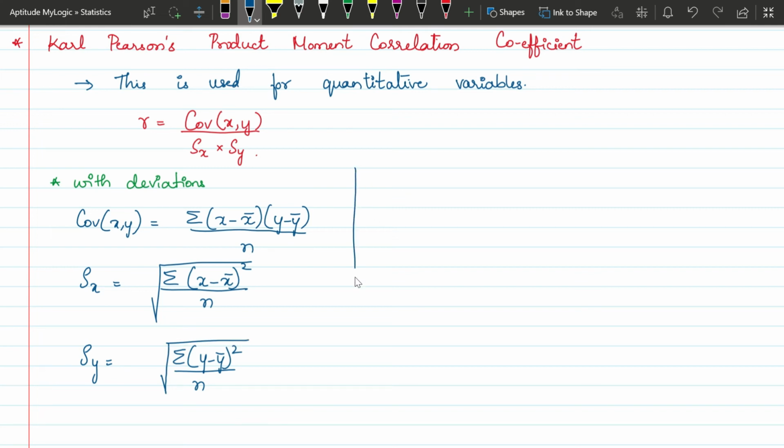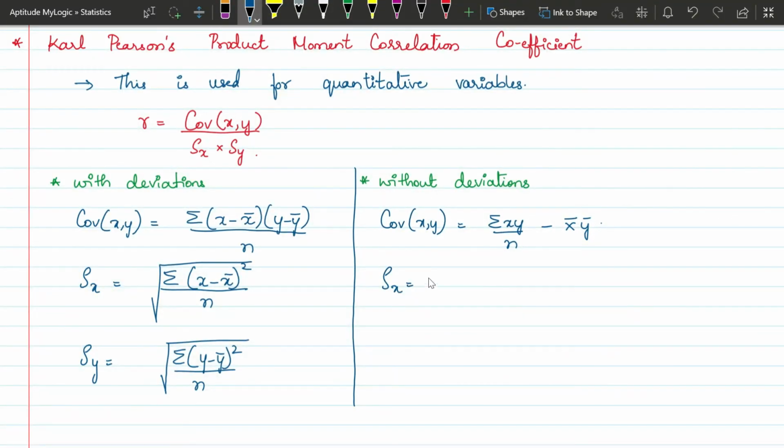This is with deviations. If you are not using deviations, then covariance of x comma y is sum of xy divided by n minus mean of x into mean of y. This is the formula for covariance of x comma y. Standard deviation of x is the root of sum of x squared by n minus mean square, and standard deviation of y is the root of sum of y square by n minus y mean square.